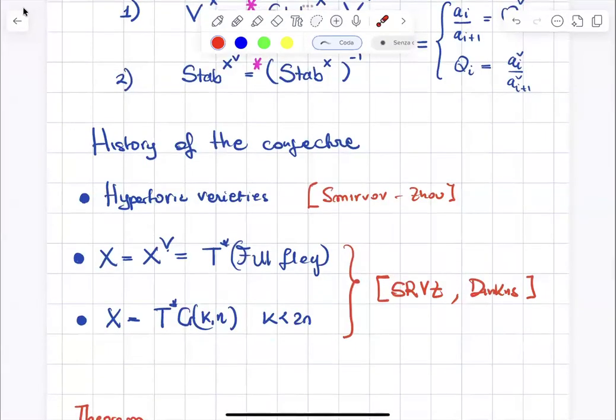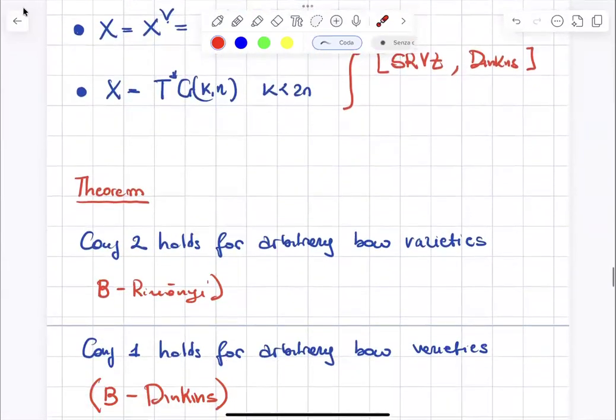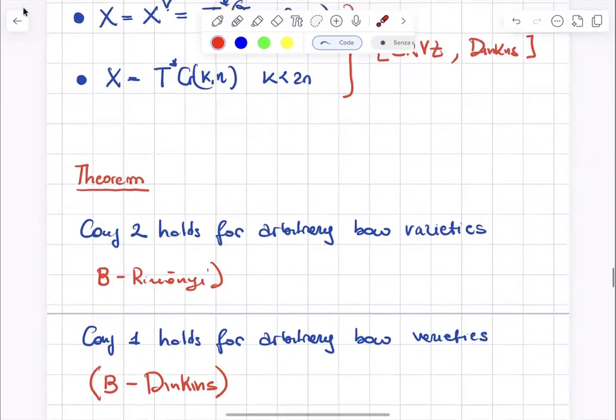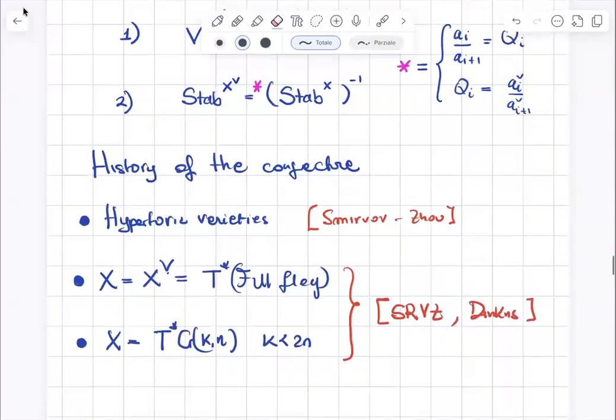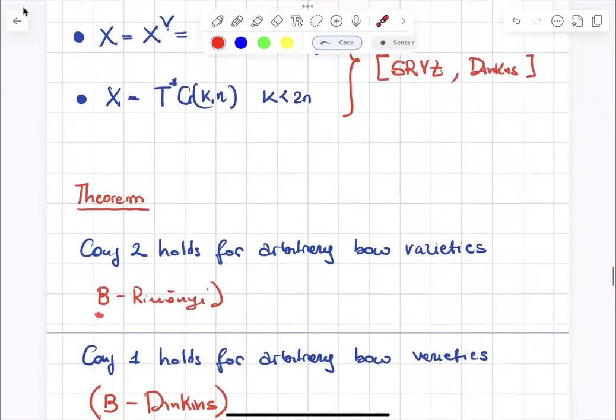However, not everything is lost, and that's what this talk is probably about, besides being an overview on the subject. Let me share with you the following theorem. Very compactly, it says that conjecture 2 holds for arbitrary Bow varieties. So the second conjecture, the one about the mirror symmetry behavior of stable envelopes, holds for arbitrary Bow varieties, and this is joint work with Rimanyi.